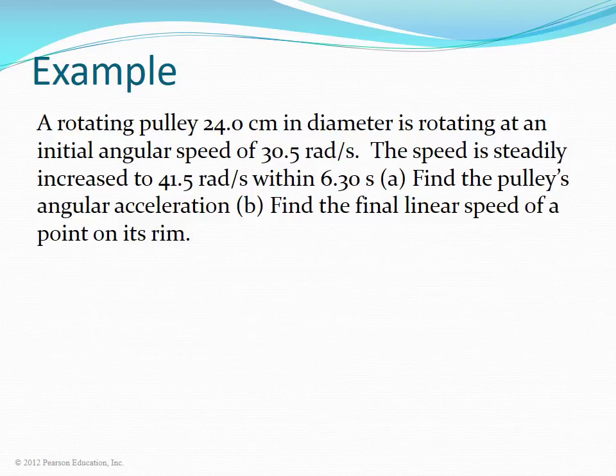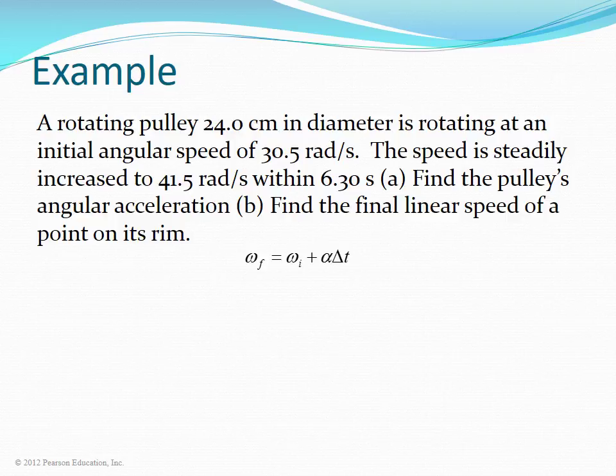A rotating pulley, 24 centimeters in diameter, is rotating at an initial angular speed of 30.5 radians per second. The speed is steadily increased to 41.5 radians per second within 6.30 seconds. Find the pulley's angular acceleration and find the final linear speed of a point on its rim.